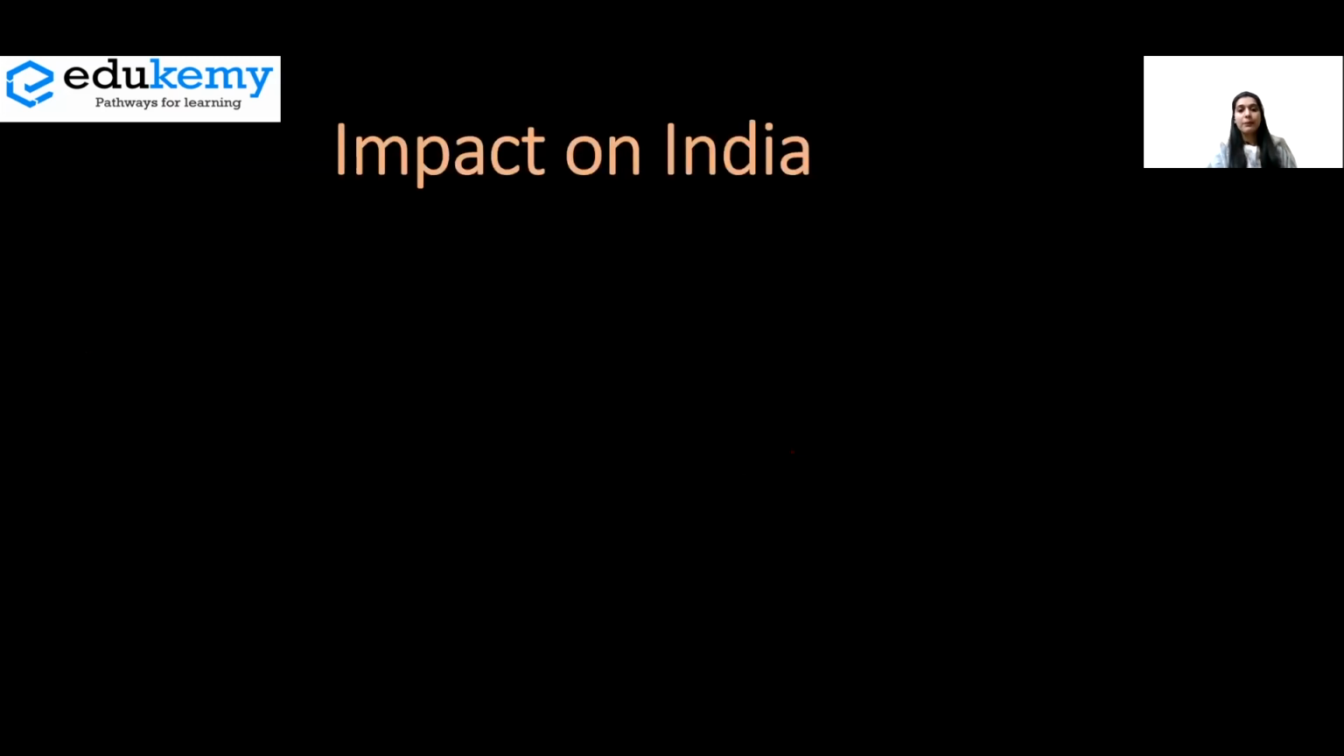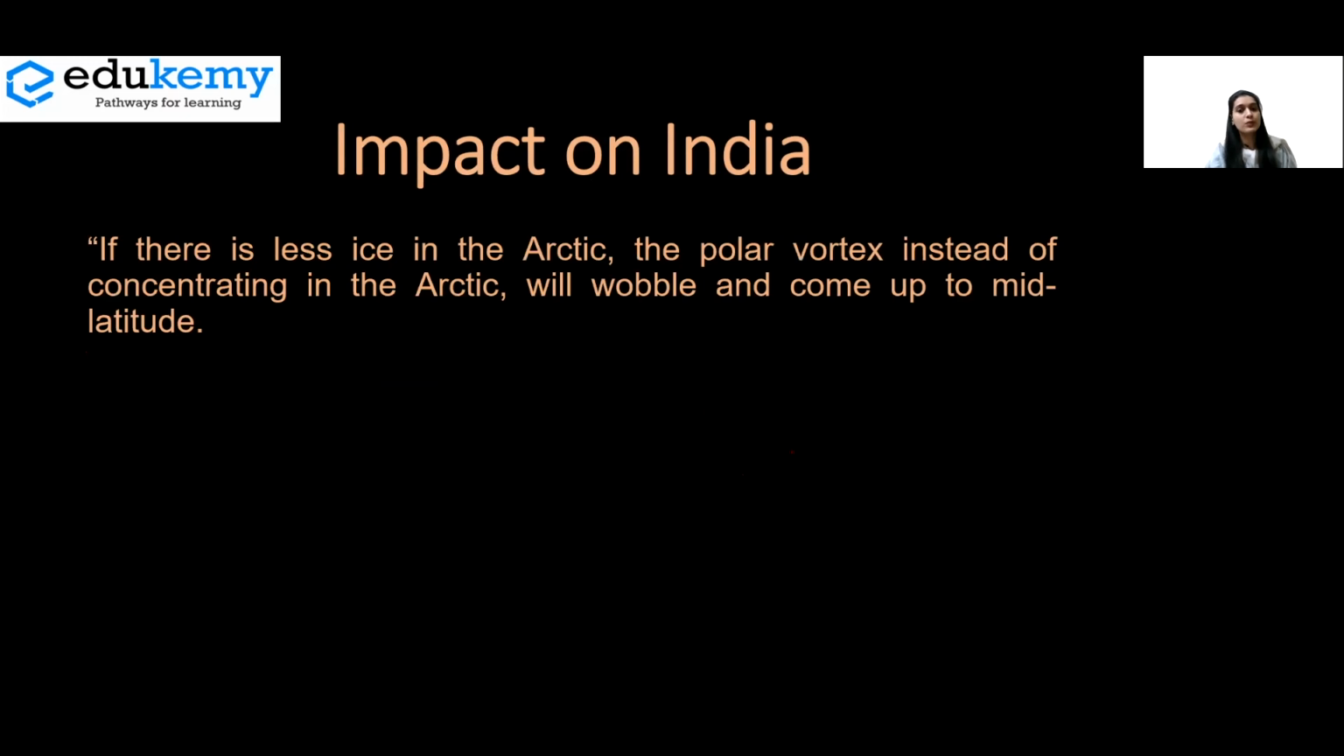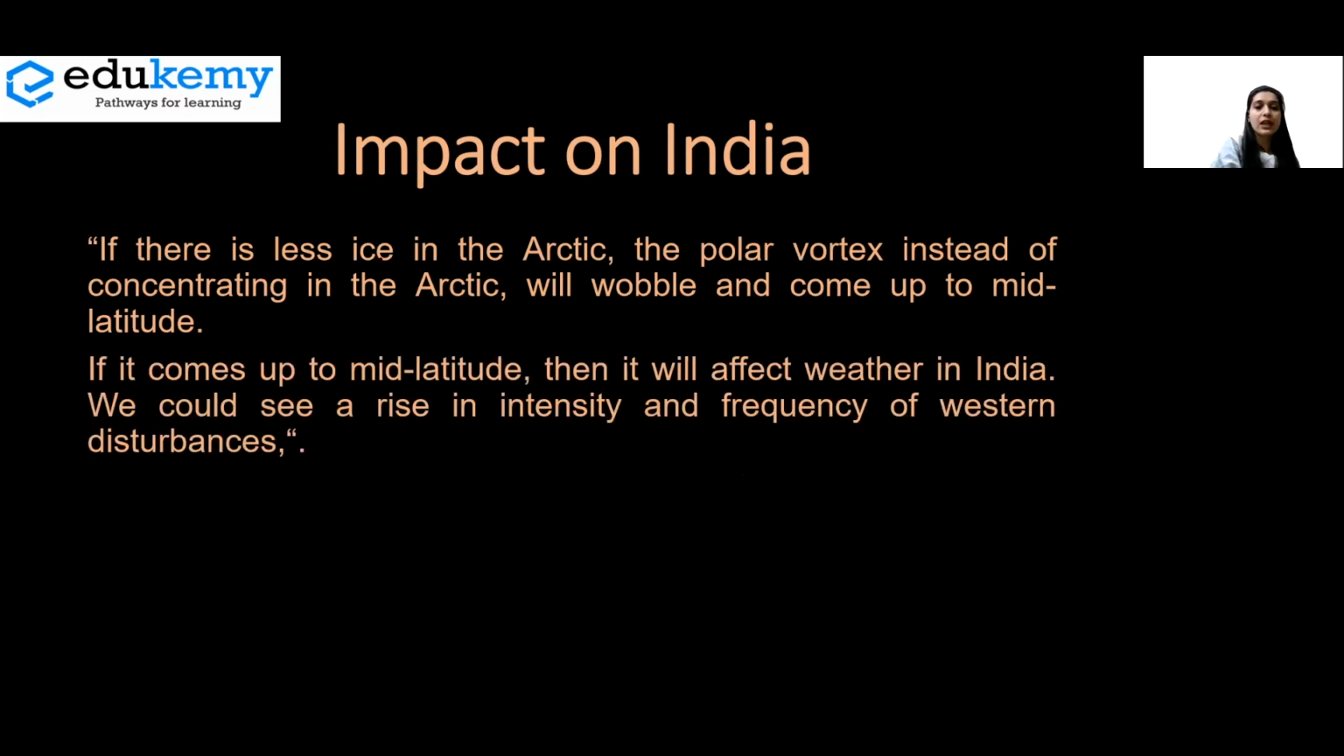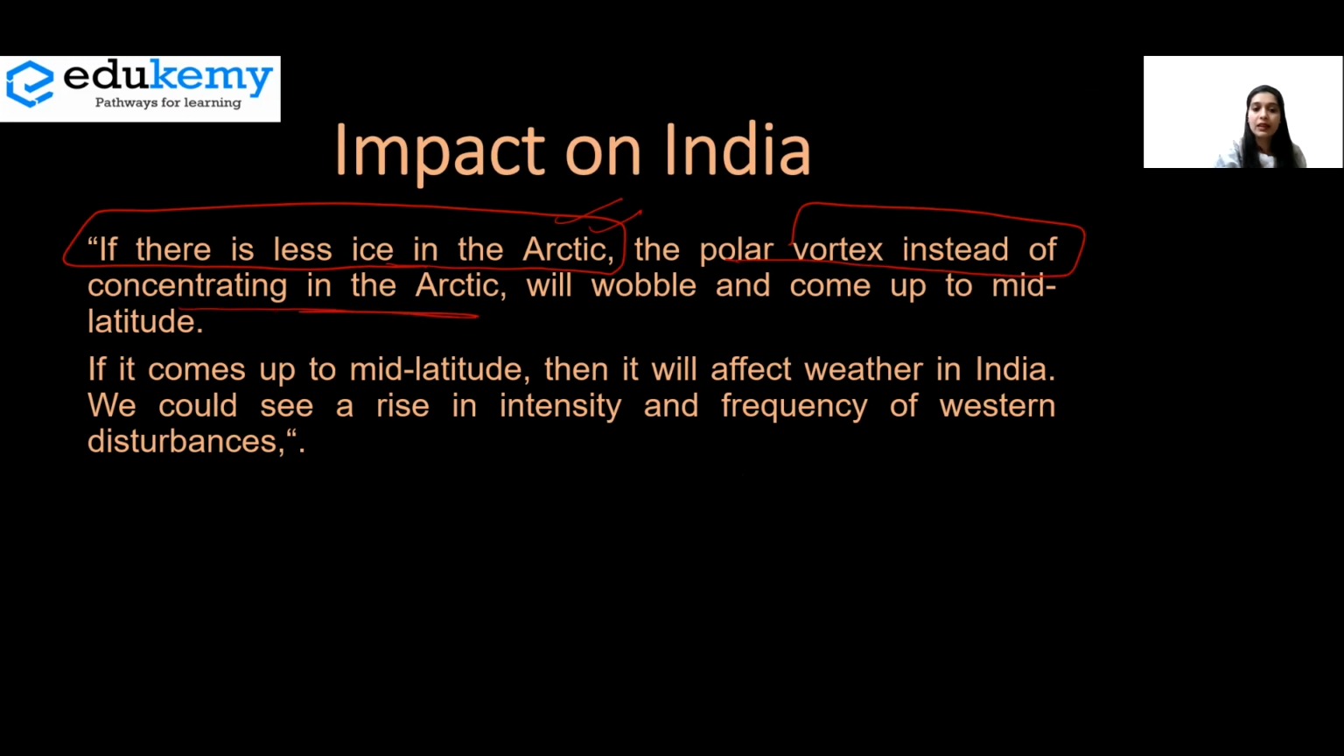Impact on India. See, India is situated in the much lower latitude, subtropics, tropics. So itna impact nahi hai, but still we know that western disturbances are something that impact India. So that is what we know about India as well. If there is less ice in the Arctic, the polar vortex, instead of concentrating in the Arctic, kya hoga? Will wobble and come up to the mid latitude. If it comes to the mid latitude, then it will affect the weather in India. We could see a rise in intensity and frequency of the western disturbances.